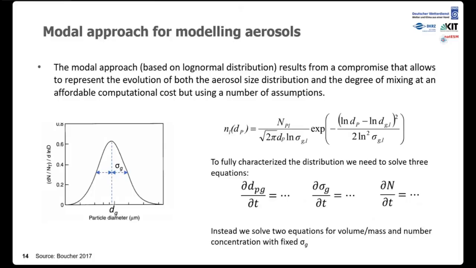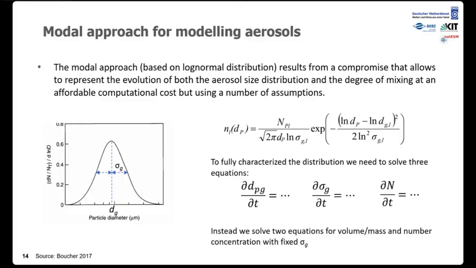The modal approach is a good compromise because the size distribution is a tricky thing to deal with. The best approach is perhaps bins, having size bins, but to have a good representation of the size distribution in bins, you need at least 55 to 60 bins, and this means enormous computational effort. What we do in ICON-ART and any modal approach is use the log-normal distribution that you see there.